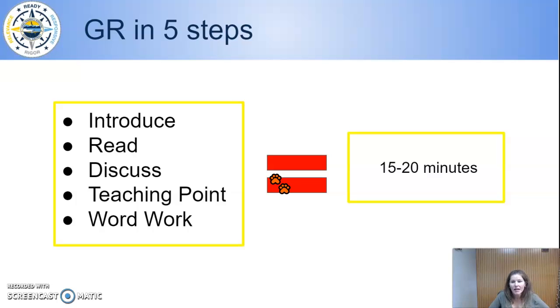Look for the next video, collecting data during guided reading. Also, there will be a video providing guidance for guided reading in the remote world.